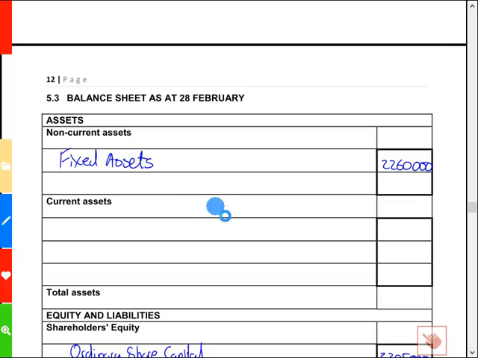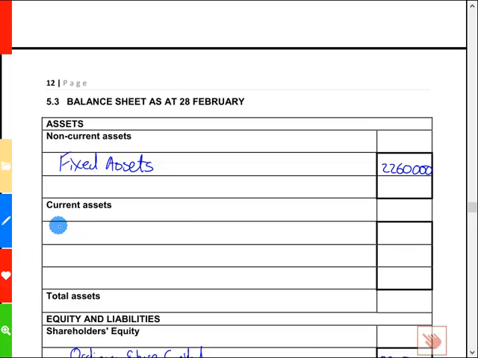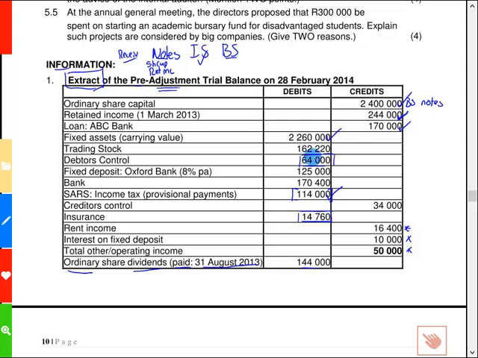Alright, let's go back. So we've dealt with the fixed assets. Trading stock 162220. Where does that go? Under current assets in the balance sheet. We fill in inventory. We don't know, maybe there's other inventory, so let's just say 162220. There probably isn't, but just in case, there might be consumable stores on hand or stationery on hand. So we tick that one off.